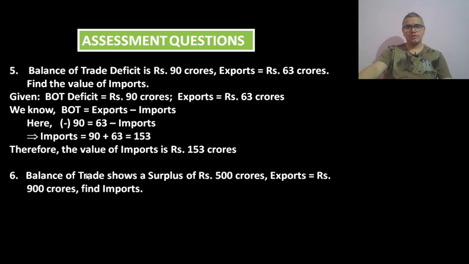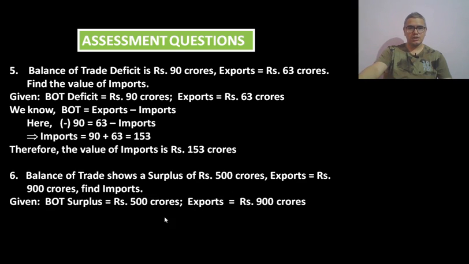In a similar way, we take the next question here. Instead of deficit, there is a surplus of 500 crores. The value of exports again is given. We are asked to find imports. Now here also we see that balance of trade surplus is given. We write the given value over here. In a similar fashion, we write the formula.